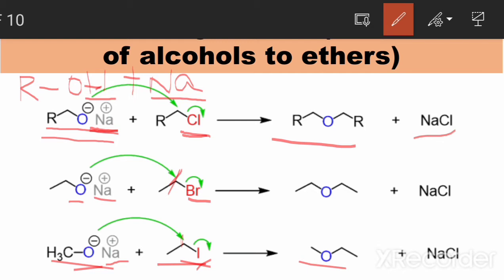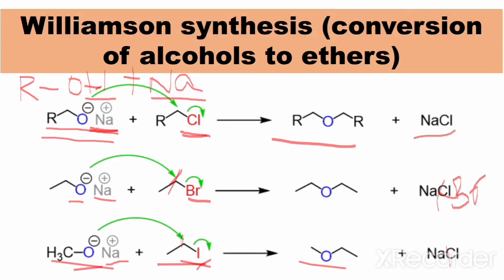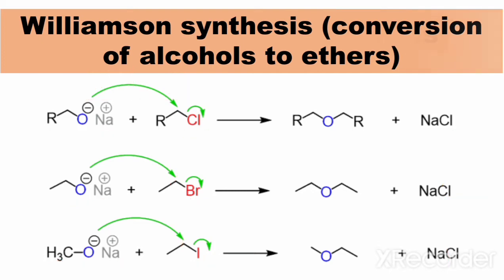So its byproduct is sodium bromide, and its byproduct is sodium iodide. So these are the conversion of alcohols to ethers, and this is also known as Williamson synthesis.